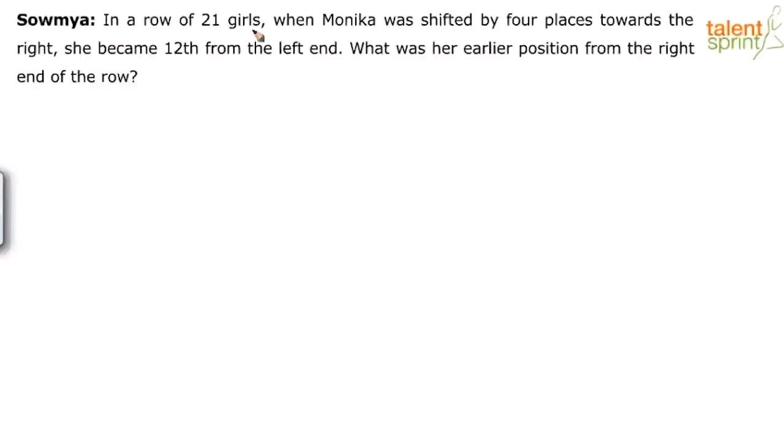In a row of 21 girls, when Monika was shifted by 4 places towards the right, she became 12th from the left end. What was her earlier position from the right end of the row? So, basically we know that there are total 21 persons in a row, and when Monika was shifted by 4 places towards the right, she became 12th from the left end. So, this is the left end and let's say here is the right end.